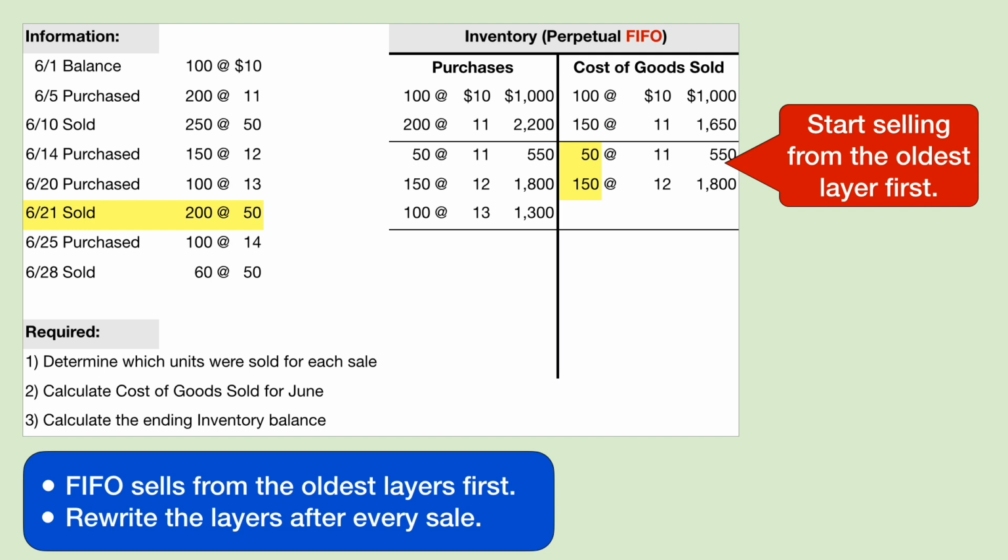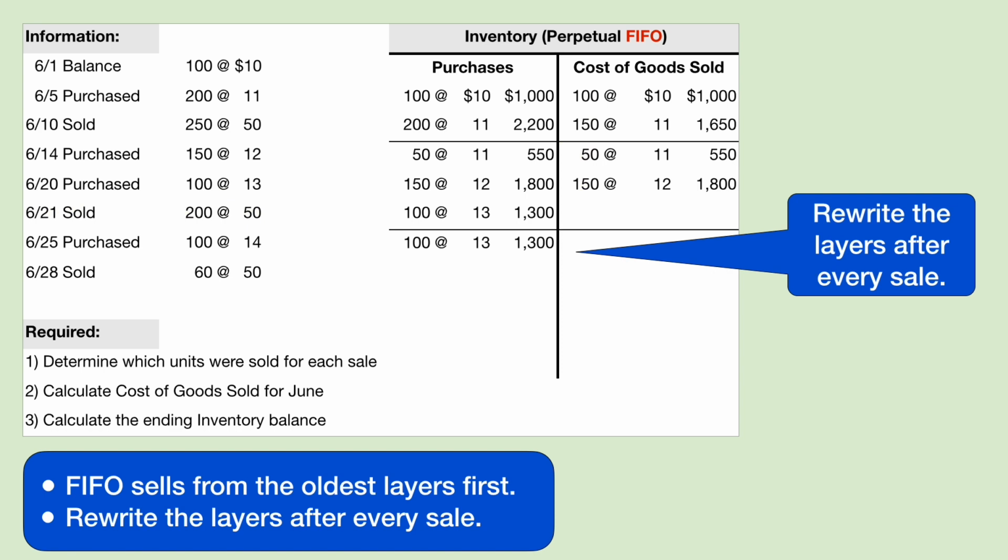What happened next? We sold 200 units. We have three layers and we're using the FIFO method, so we have to start selling from the oldest layer. So we sold all of layer 1 and we sold all of layer 2. We sold a total of 200. We have to rewrite the layers after every sale. So we have now one layer of 100 with the cost of $13 each.